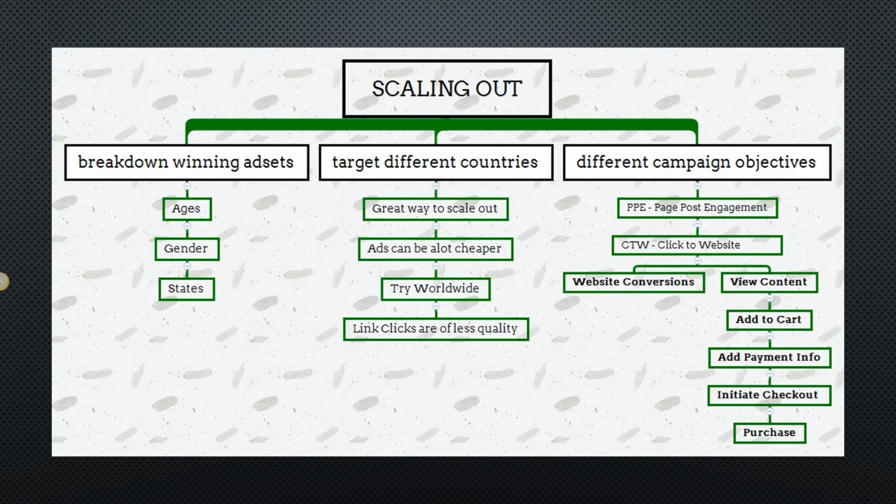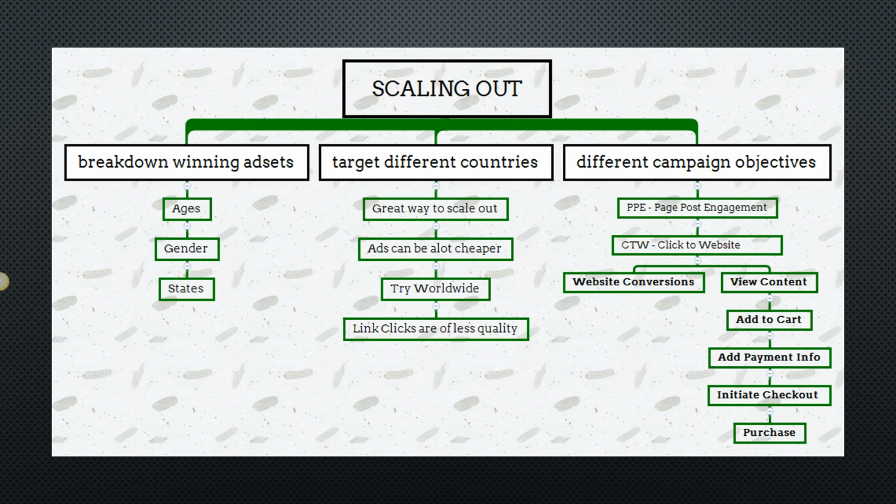Another way to scale out is by targeting different campaign objectives. What I mean by that is, let's say maybe you're running just a PPE ad, which is a page post engagement. Well, then you want to scale out into different types of campaigns like click to website, or maybe you want to run some website conversion ads.